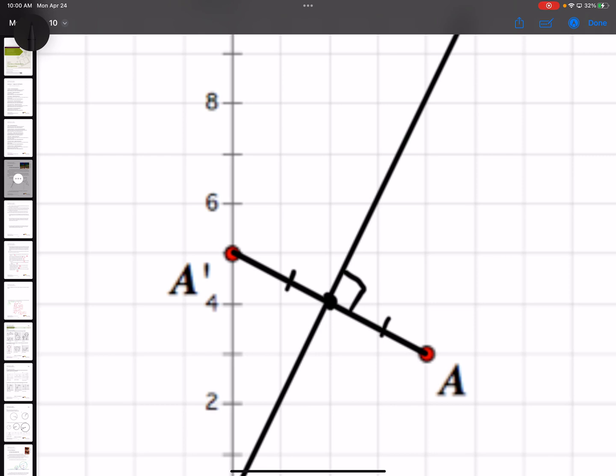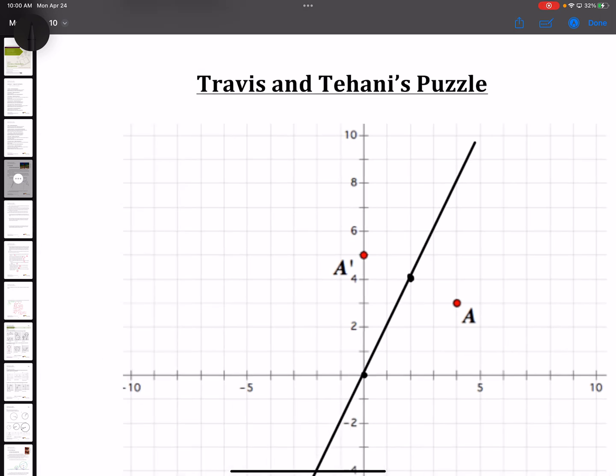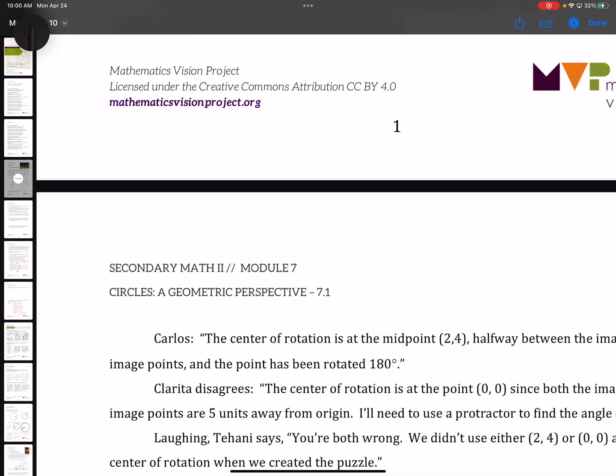Okay, so we did a proof that states that, right? Do you kind of remember that proof from, gosh, it's been a minute? I can't even remember when it was. A long time. I think it was early second. Yeah. But we did prove that, right? That any point along the perpendicular bisector will be equidistant from the endpoints. Okay? AKA Clarita is incorrect.